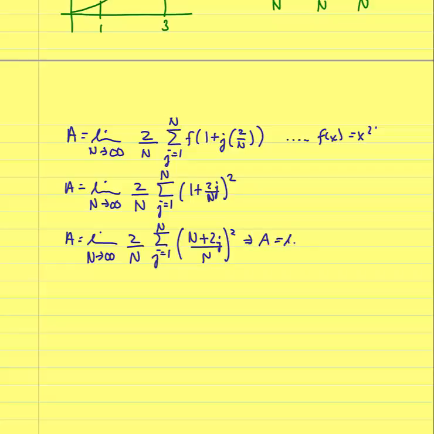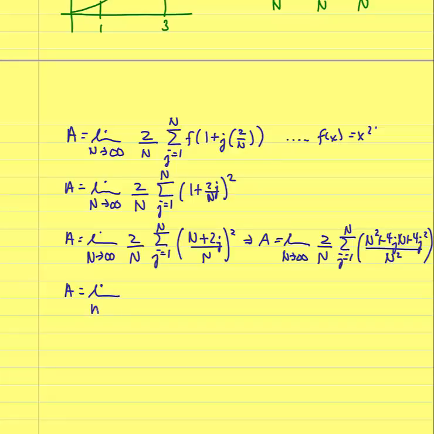And area equals limit as cap n approaches infinity, 2 over n, j equal 1 to n of n plus 2j quantity squared. So that's going to be n squared plus 2jn plus 2jn is 4jn plus 4j squared, all over cap n squared. Now I can simplify this quite a bit. I can pull out anything that doesn't have anything to do with an index. So the limit as n approaches infinity. I can pull this n squared out because it's not affected by the j.